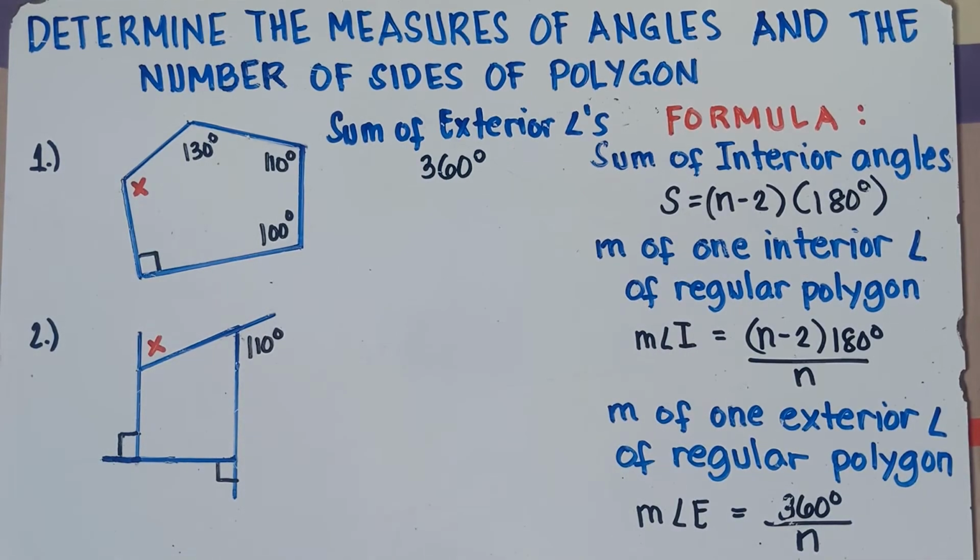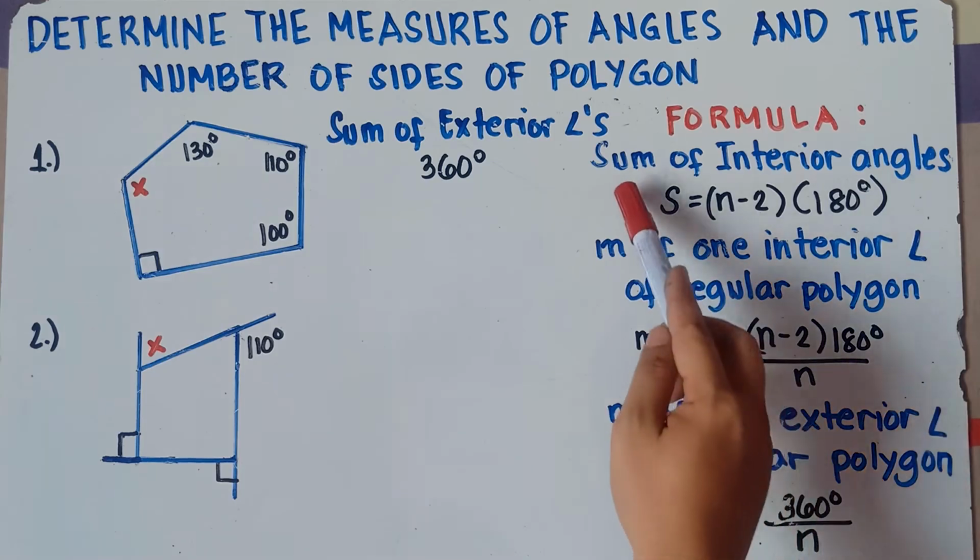Our topic for today's class is all about how to determine the measure of angles and the number of sides of a polygon. So without further ado, let's do this topic. Now, to determine the measure of angles and the number of sides of a polygon, you need to remember these formulas. We have four formulas.